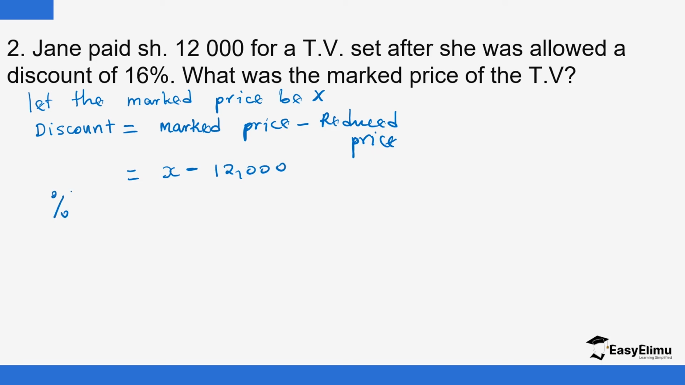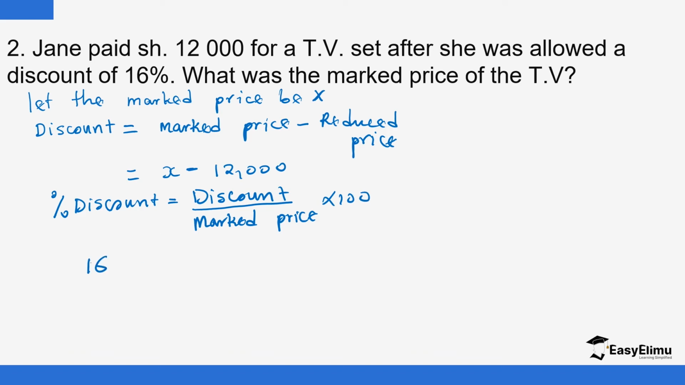So we go back to the formula for percentage discount, which is equal to discount over marked price times 100. So we are given the percentage discount at 16. So this is going to be the discount, which is X minus 12,000. You divide by the marked price, and the marked price is X. Then you multiply by 100.